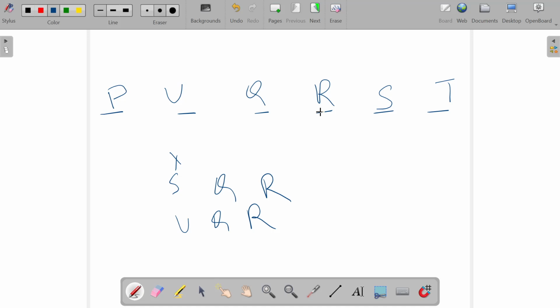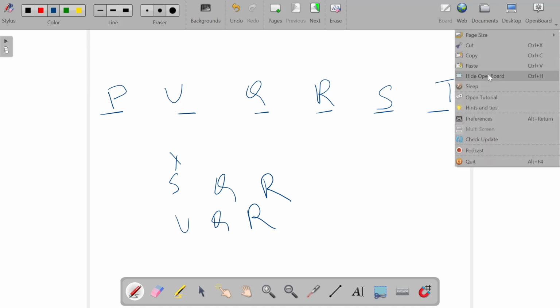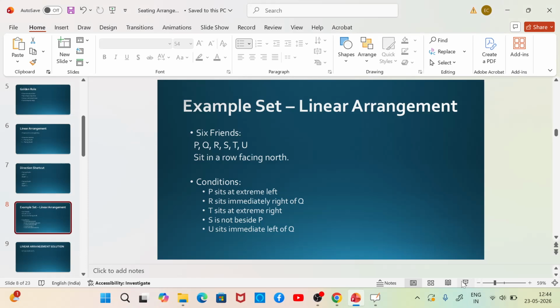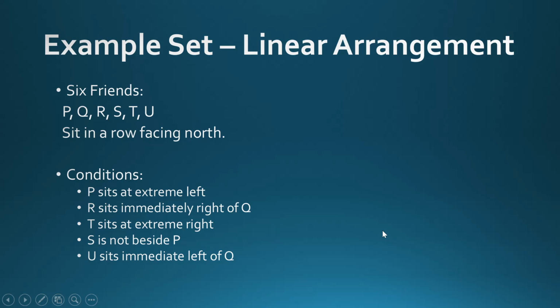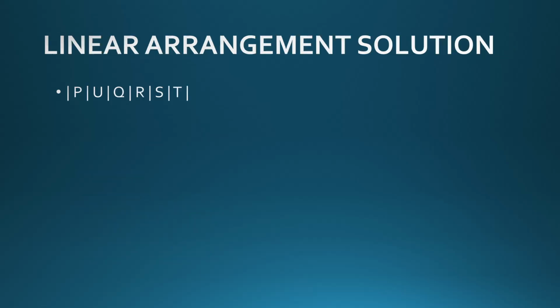So first we'll start with the fixed clues, P to the extreme left and T to the extreme right. Then we will start with other clues. That is S is not beside P, so on the second place S cannot be there. And T sits at extreme right, that is done. U sits left of Q, so we can write UQ, and R sits immediately right of Q. So UQR will be sitting next to each other. So we can do the arrangement like this: PUQRST. Now, let's move on to the next part. Notice how fixed position simplified the arrangement.